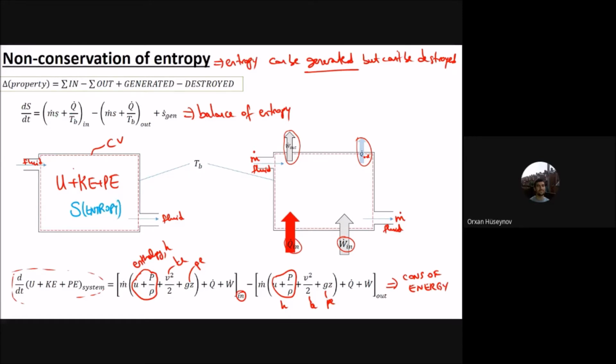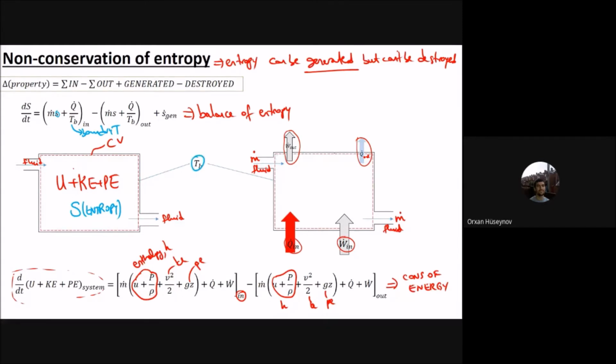The change of entropy will be equal to the mass flow rate multiplied by the entropy into the system. So instead of kinetic, potential, and enthalpy, you are carrying entropy into the system, plus the heat transfer into the system divided by the boundary temperature. This one is the boundary temperature at which the heat is transferred. You can see that the boundary temperature TB is shown here.